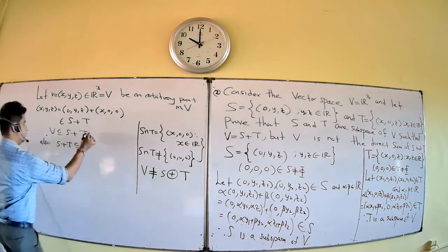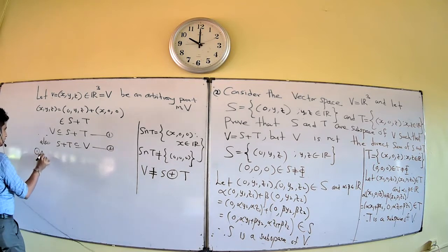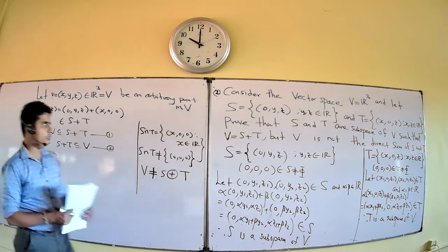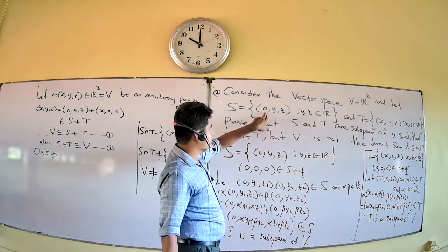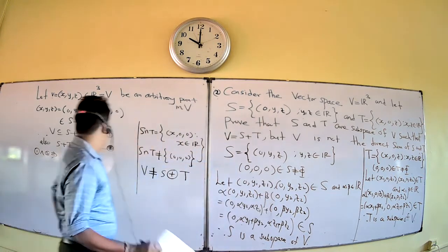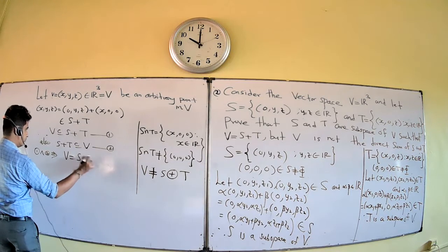From this, 1 and 2 imply the first problem. This problem and the first are both the same, only the coordinates differ. Here, for the first coordinate you put x; now for this question you put 0, and here y. Okay, right. Then V equals S plus T.